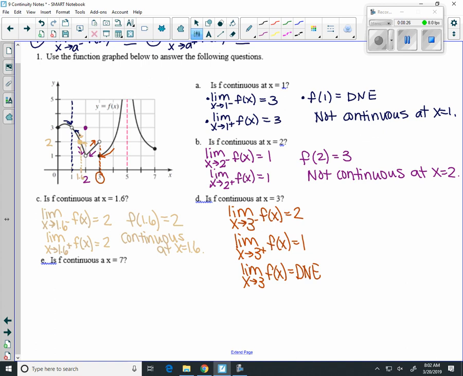Let's go ahead and talk about the actual value, the actual filled in dot there. Our actual output at 3 is 1. So f of 3 is 1. But we can't just have 2 of the 3. We have to have all 3 of our pieces matching. So we are not continuous at x equals 3.